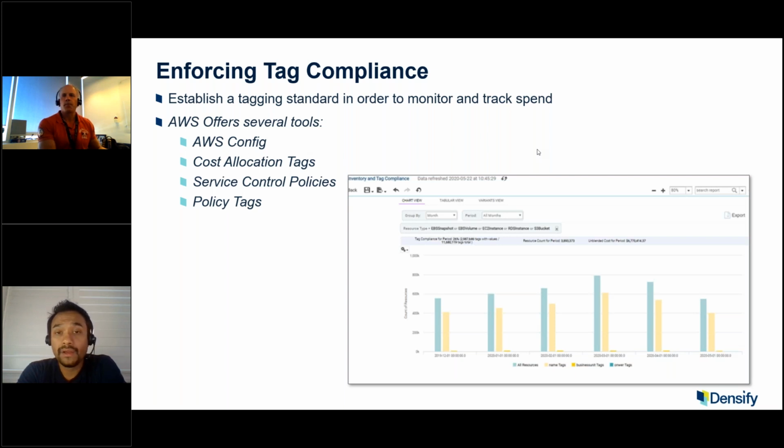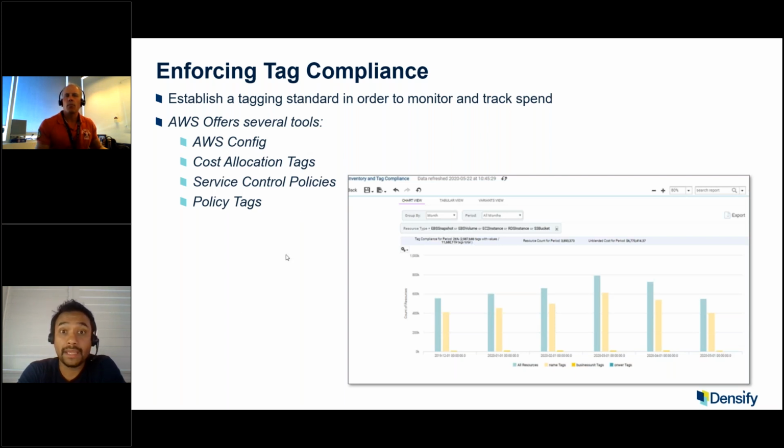So one of the things that we do here at Densify as being cloud advisors is we actually preach, we evangelize proper tagging practices. So we say that, hey, you cannot really monitor what you cannot quantify. So let's start with actually building a good tagging practice. And you don't have to break the bank to actually build something like this. AWS offers several native tools that I'll talk over here.